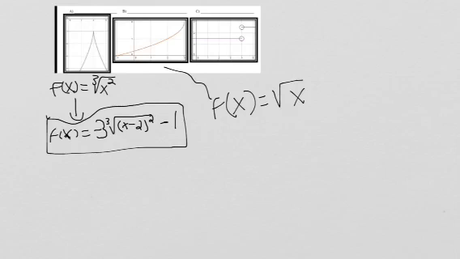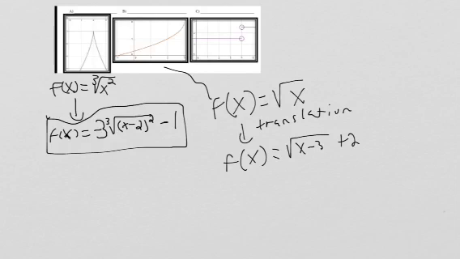Let's deal with the shift first, and then we'll deal with the reflections. It looks like it's been shifted right 3, up 2, so we'll say square root of x minus 3 plus 2. Okay, that's our first shift. Let's do this in stages. Translations.